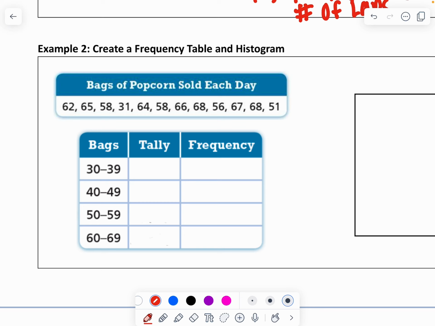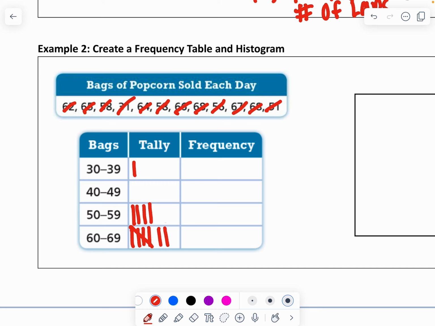The numbers that are between 30 to 39, there's just one of them, and so I'm going to put a tally mark for 1. And then 40 to 49, there are 0, so I don't put any. And then 50 to 59, we have 1, 2, 3, 4 of them. And then 50 to, wrong column. There we go. And then 60 to 69, there's 1, 2, 3, 4, 5, 6, 7 of them, so make 7 tally marks.